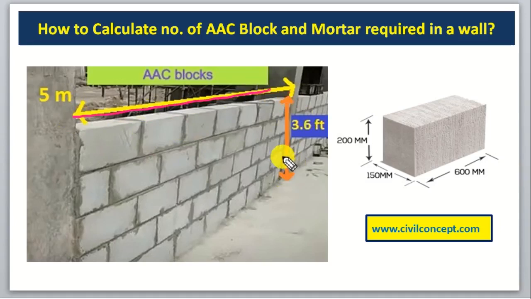Okay, so here I have taken the picture from the side, and you can see the length of the wall is 5 meter, and the height is 3.6 feet. And I will show you practically how many blocks and how much sand and cement will be required. Okay, so let's start.